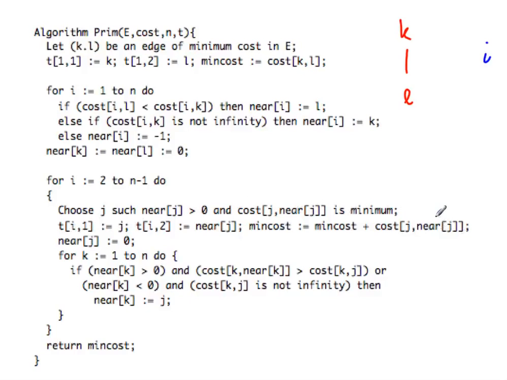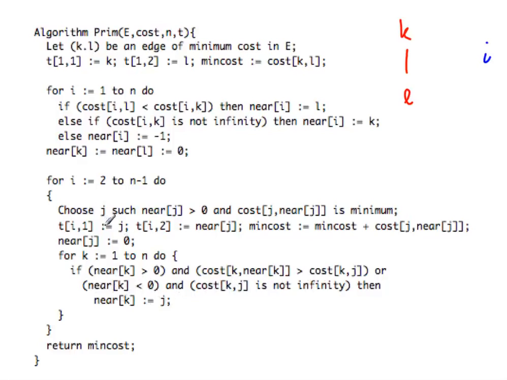And now we have to update the near values. So the first thing we do is we set the near value for the newly acquired vertex to be 0. And for every other vertex, if it has a positive value, that is, if it is connected to the tree already, and its cost that it is already connected with is more than the cost of the edge from K to J, or there was no connection, right? So earlier it was not connected to the tree, but now there is an edge from K to J. In either of these cases, we will set near K equal to J.